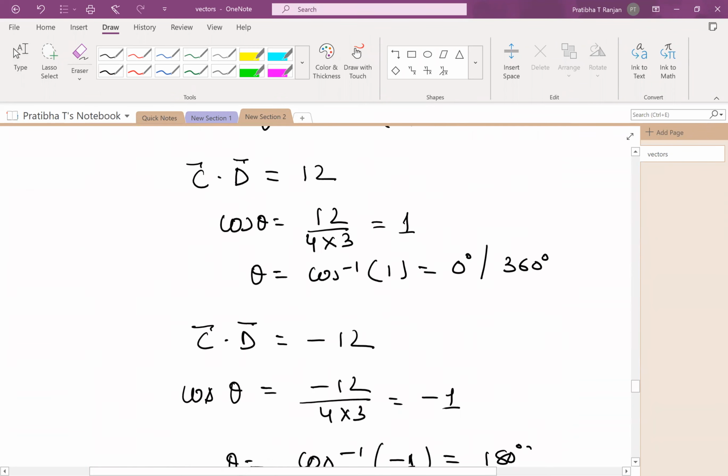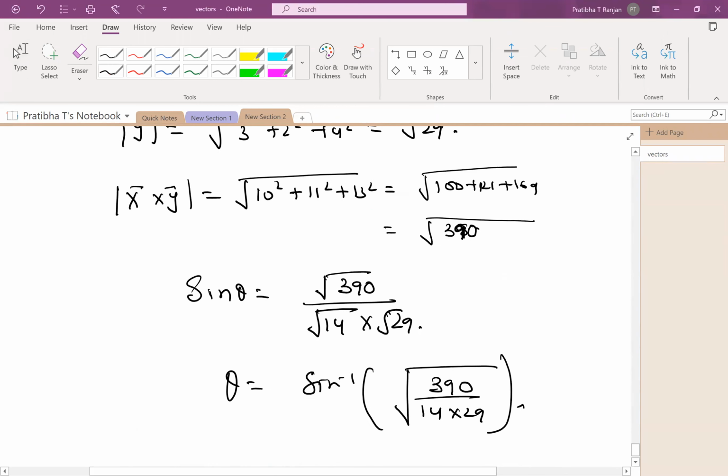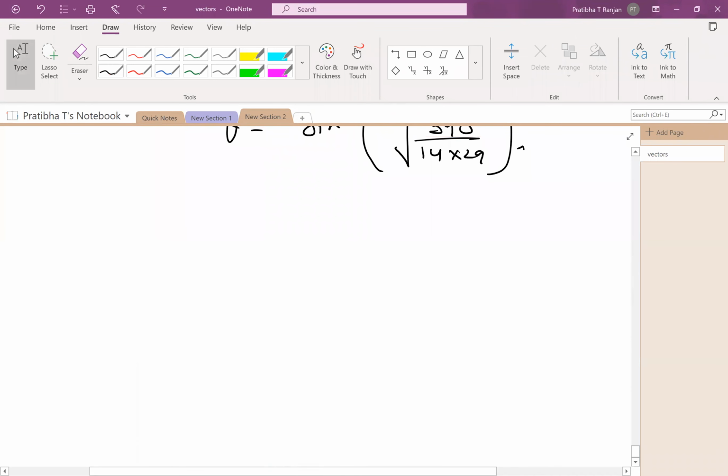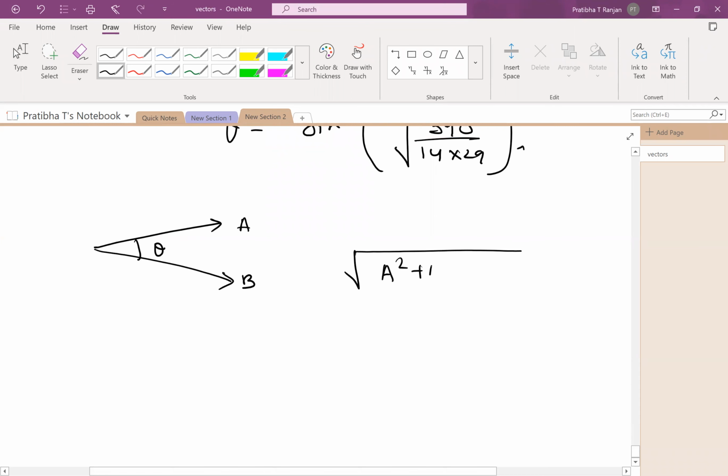One more thing is there which is not in the questions, but I can see that you need it. Since we are in vector mode, suppose there are two vectors, A and B, and there is an angle theta between them. When we have to find the resultant, it will be simply the square root of a squared plus b squared plus 2ab cos theta.